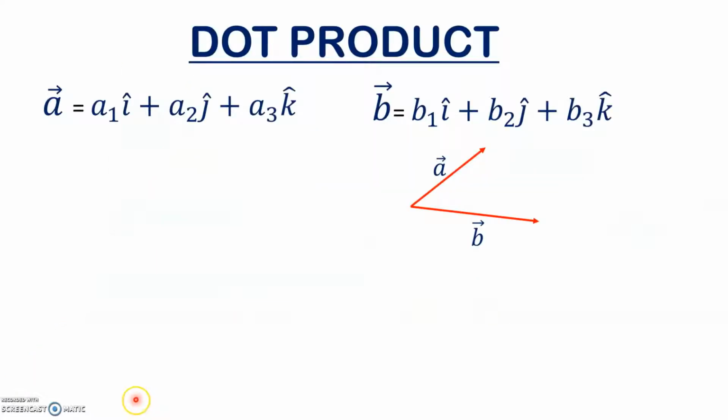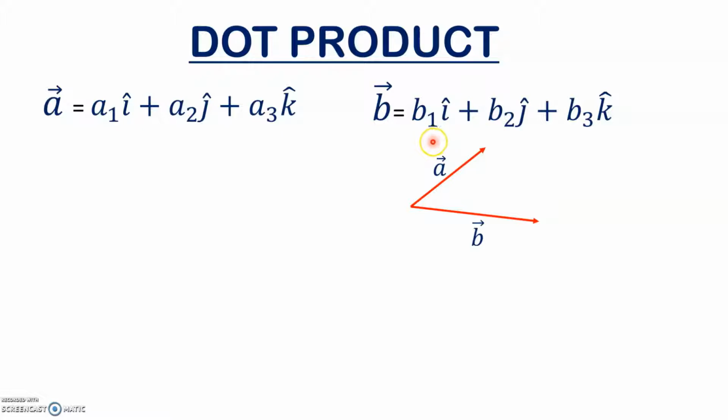So let's consider two vectors A and B. I'm going to define vector A as a1i plus a2j plus a3k, and similarly vector B. When I say dot product, it's a scalar quantity. It's not a vector quantity. I'm multiplying two vectors to get a scalar quantity. So how can we understand this?